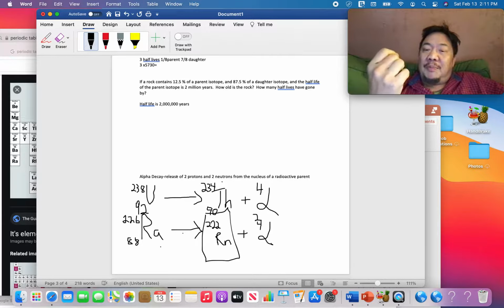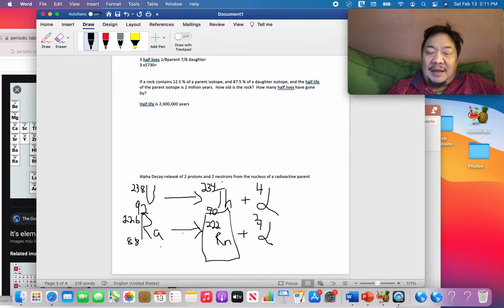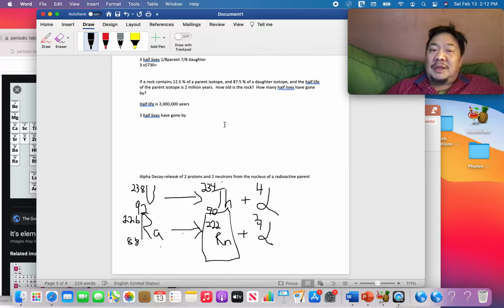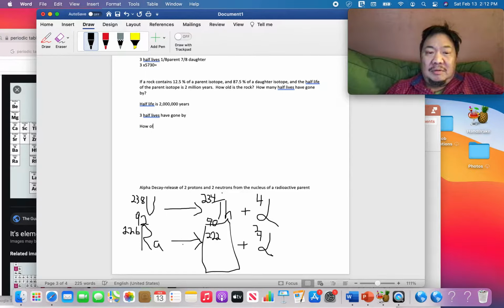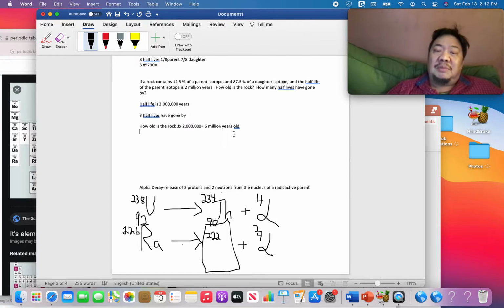Well, after one half-life, how much parent isotope do you have left? 50%. After two half-lives have gone by, you'd have 25%. After 3 half-lives have gone by, you'd have 12.5% parent. So 3 half-lives have gone by, right? 1 half-life is 2 million years. But 3 half-lives have gone by. So how old is the rock? Your rock is 6 million years old. You should be able to do something like that.